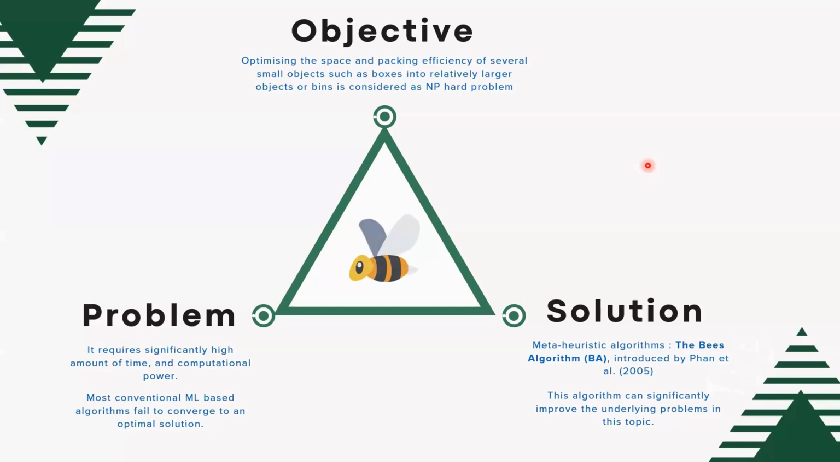The problem with the conventional algorithms, the machine learning algorithms or the mathematical models that were used till now was, first of all, that they took a significantly high amount of time. Secondly, they required a lot of computation power, and third, most of the conventional ML based algorithms fail to converge to an optimal solution. The solution to all three problems that I mentioned just now is the Bees Algorithm. The Bees Algorithm can significantly improve the underlying problems and can easily converge to an optimal solution.